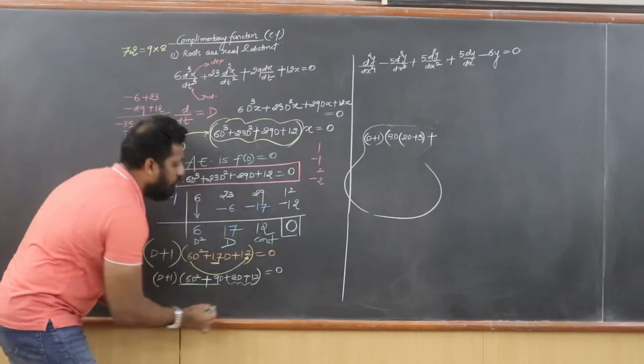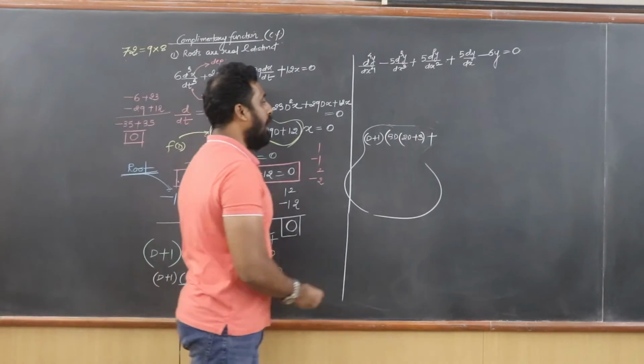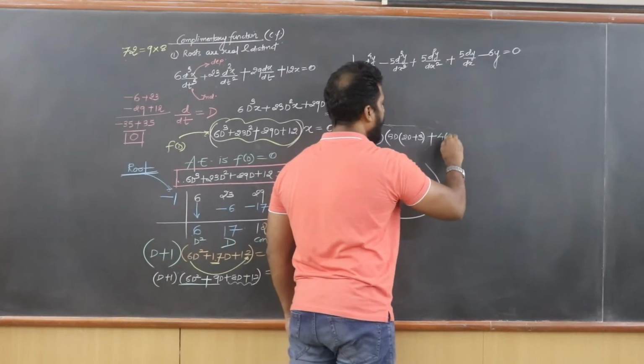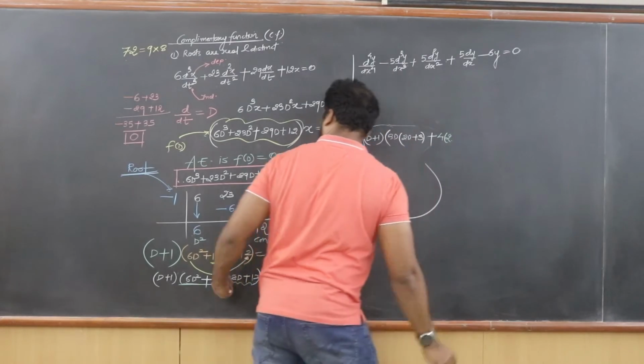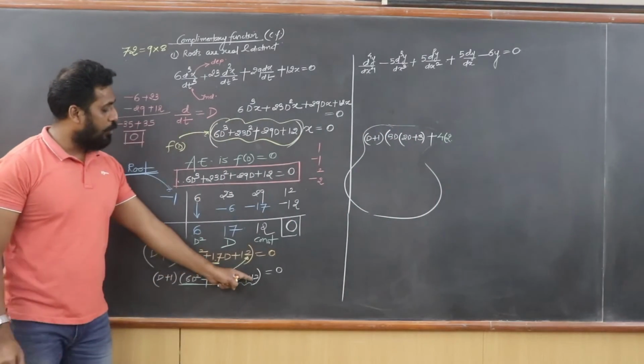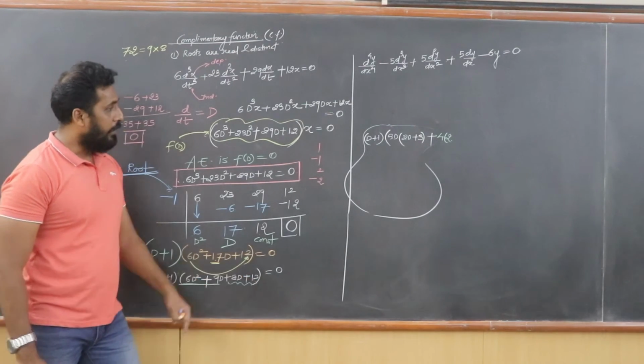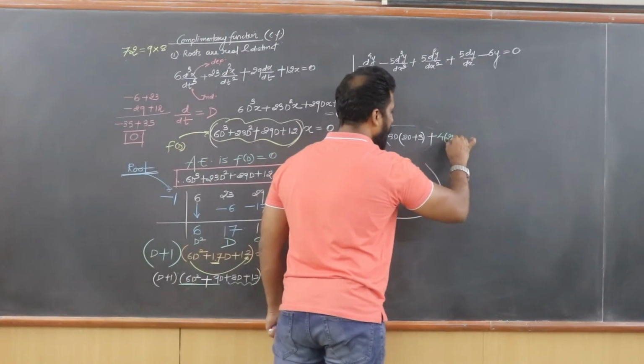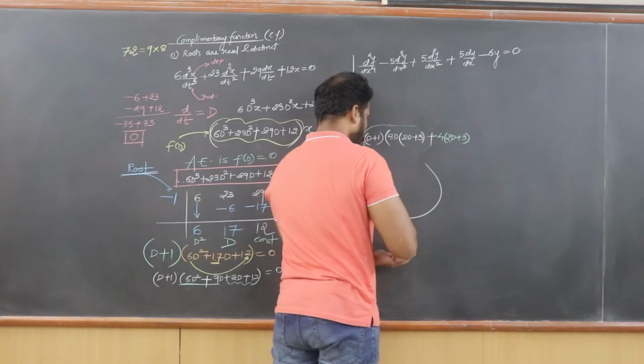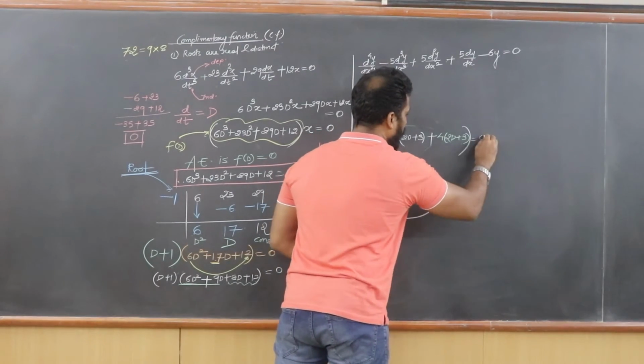Look at the next two terms, 8D plus 12. Obviously you can say 4 is common. Again you are left with 4 taken out common, so 8D plus 12, 4 taken out common, you get 2D plus 3. So I write 2D plus 3. Close the bracket, equal to 0.